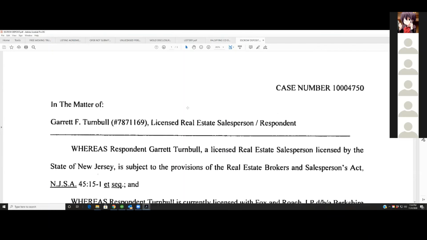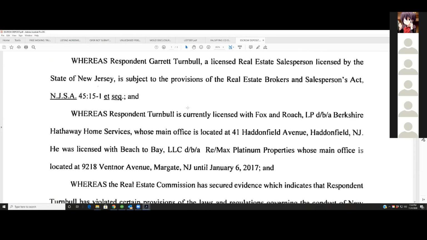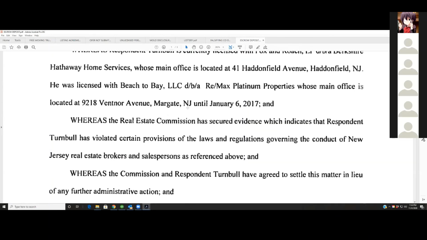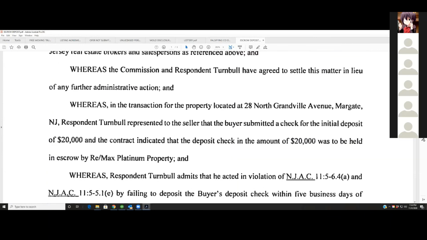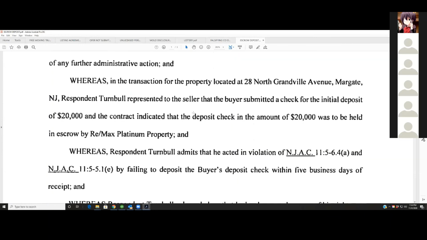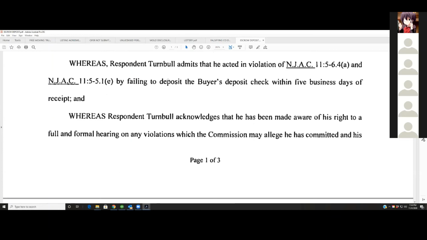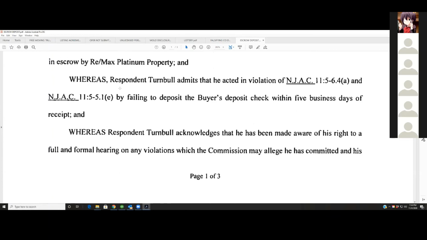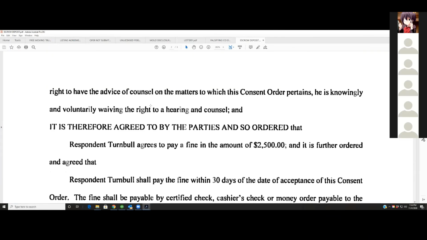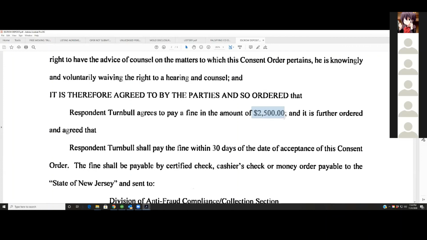Right. So here's another one. And the reason I'm showing you this is because here's a deposit for a property. If you fail to bring the deposit check to your broker or the title company, how many days? Within 5 business days of receipt. And that person got fined $2,500. That's why I always tell my clients to bring it right to the title company.